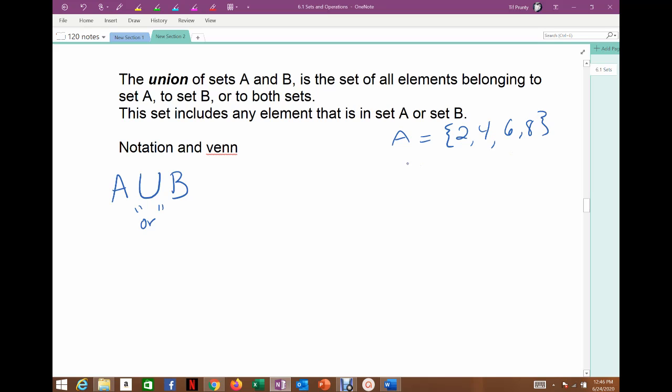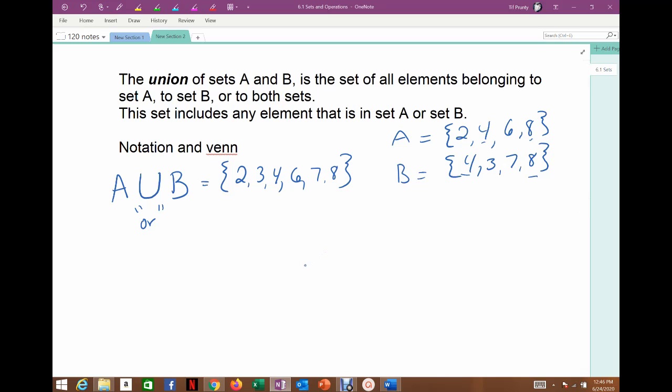Remember, set A was 2, 4, 6, 8. Set B was 4, 3, 7, and 8. So the "or" would be all of the digits: 2, 3, 4, 6, 7, and 8. It would be all of the ones that are in one or the other. There's only one 4 and only one 8, even though they share those. I wrote them in order, but you could write them out of order. Equality doesn't care what order it's in, as long as all the elements are included. As long as you have a 2, 3, 4, 6, 7, 8, it doesn't matter how you list them.